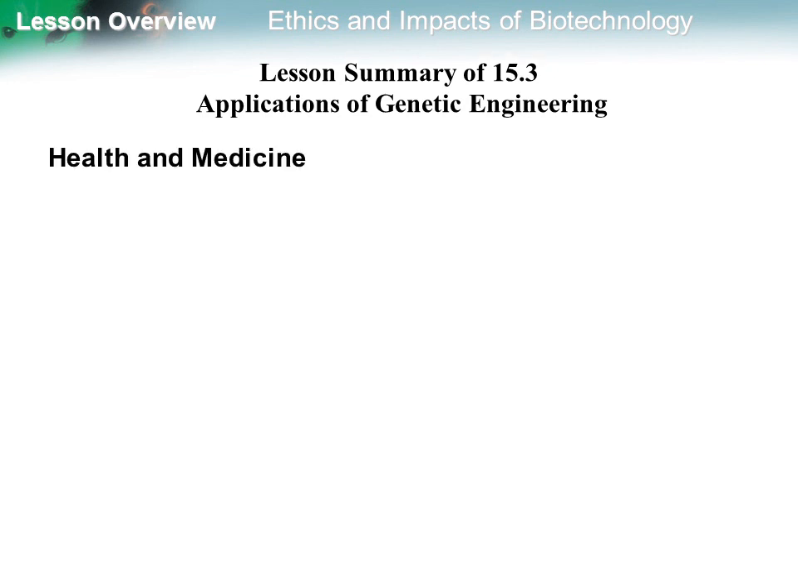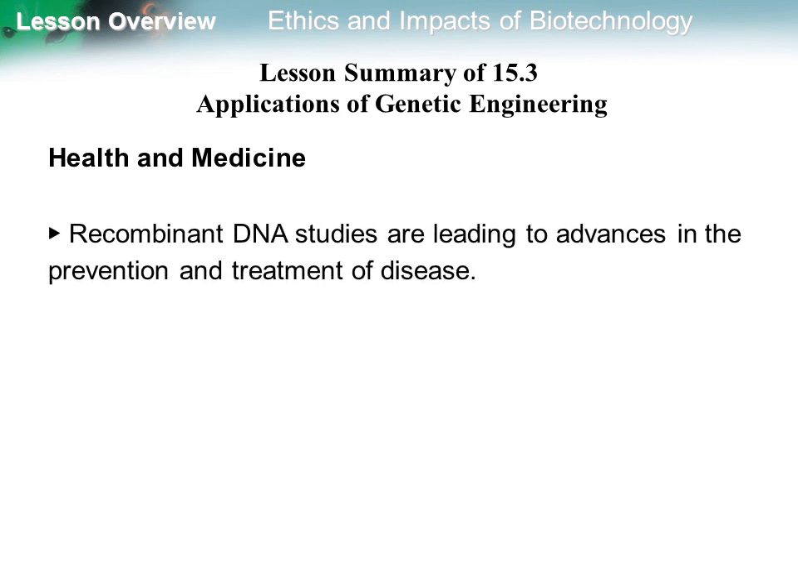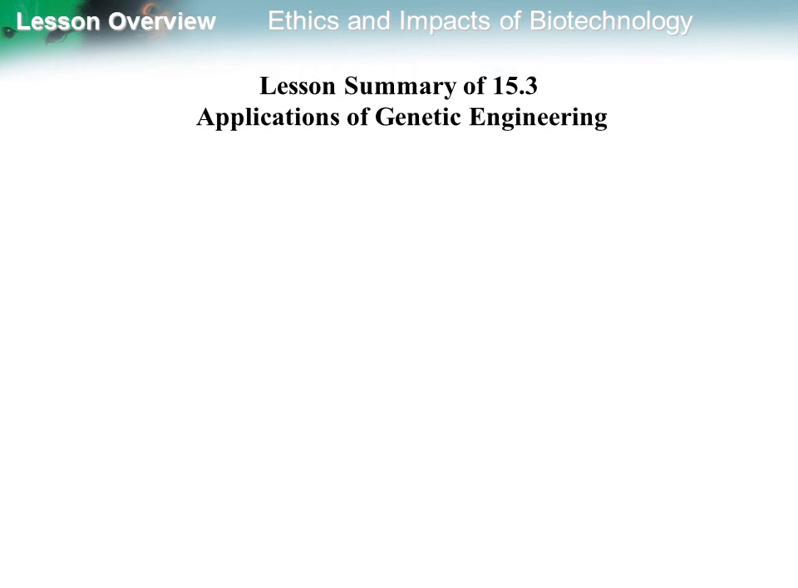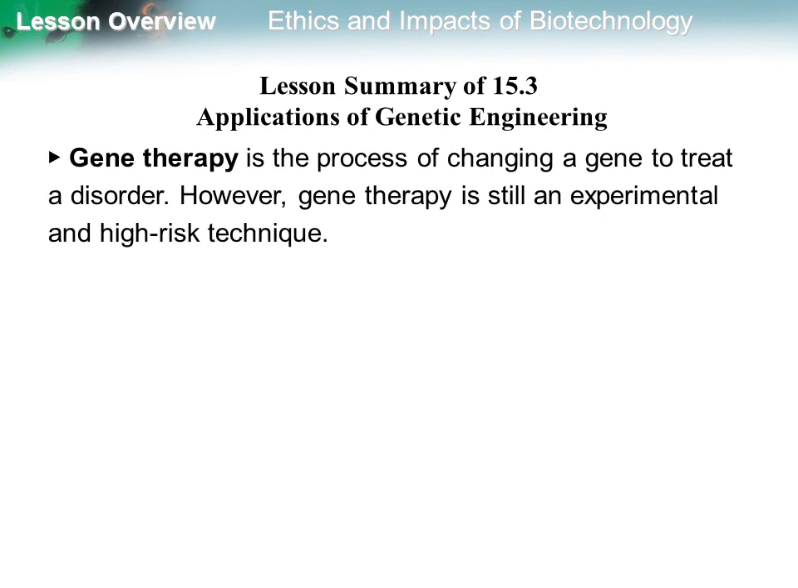Now let's see the application of genetic engineering in health and medicine. Recombinant DNA studies are leading to advances in the prevention and treatment of disease. Examples include vitamin-rich rice, human proteins made in animals, animal models of human disease or for research, and bacteria that produce human insulin. Gene therapy is the process of changing a gene to treat a disorder. However, gene therapy is still an experimental and high-risk technique.